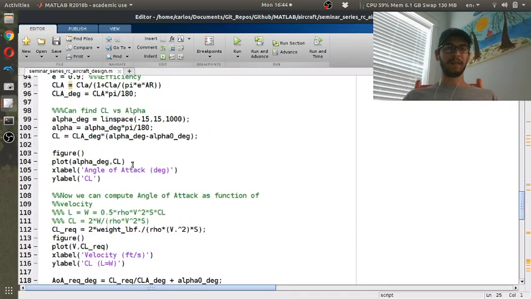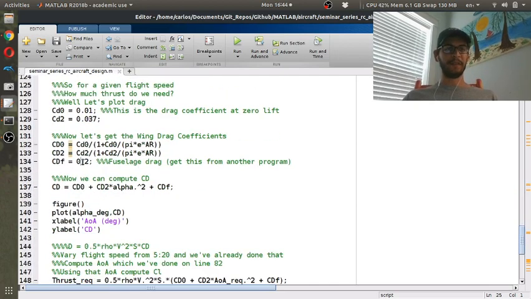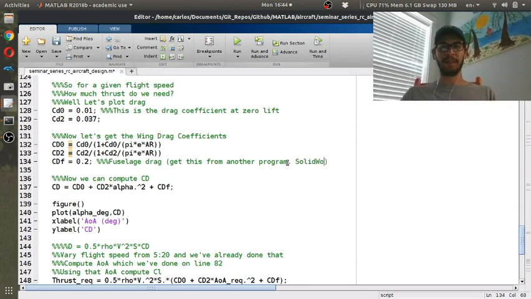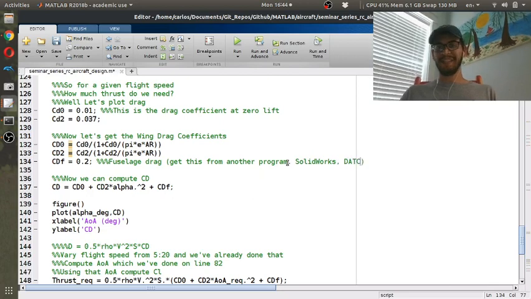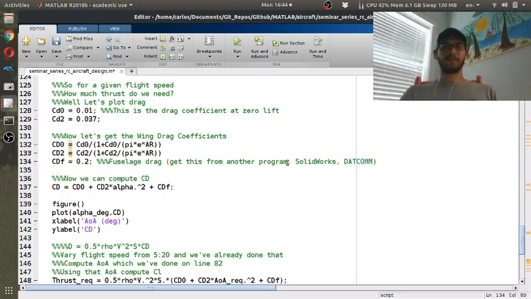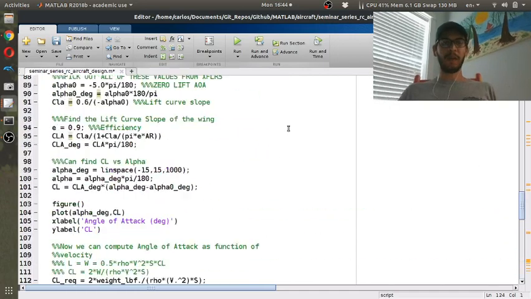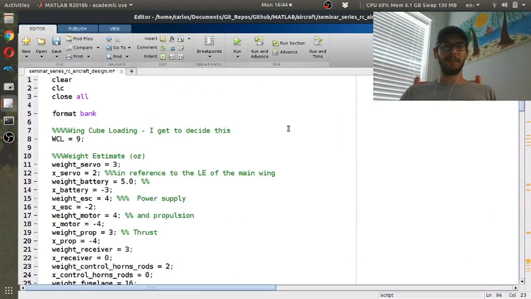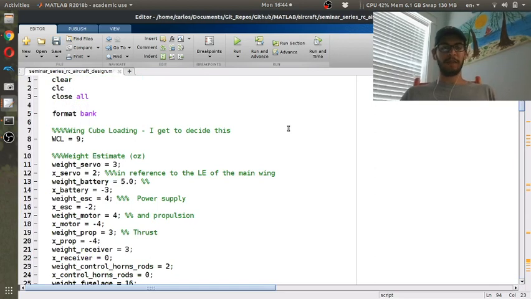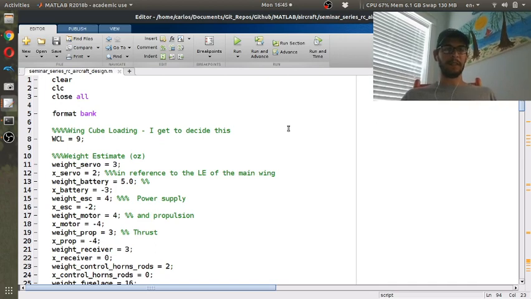And then you also have the elephant in the room, which is the drag of the fuselage, which is also hard to get, and sometimes you can get it from another program. I've seen some people use SolidWorks or even DATCOM programs to get 3D drag. But yeah, I hope you can use this to your advantage to create an aircraft and go build something. I'm going to try to build this aircraft that I've designed here and tweak the numbers and make them a little better and go from there.